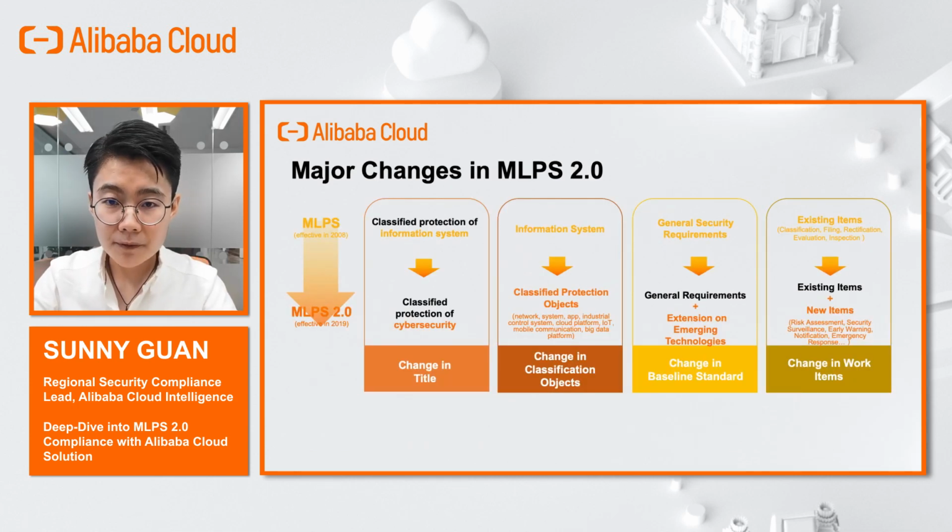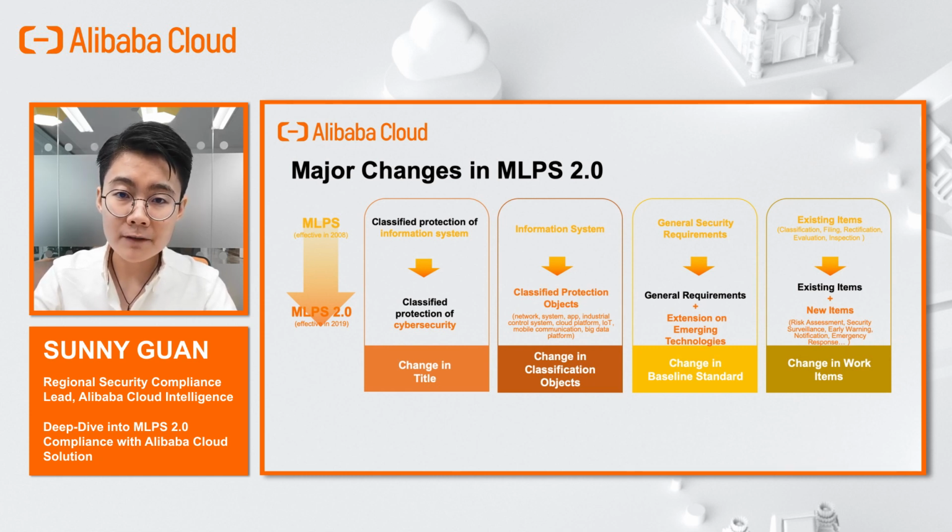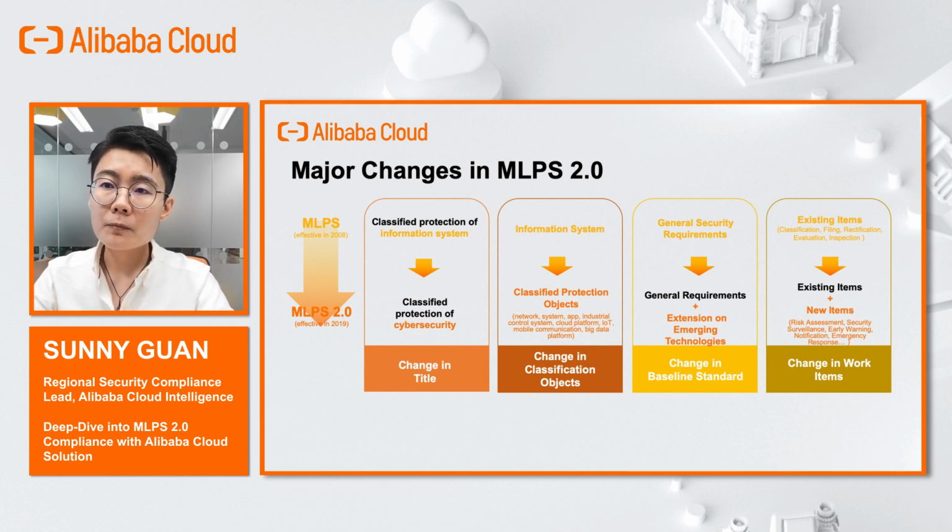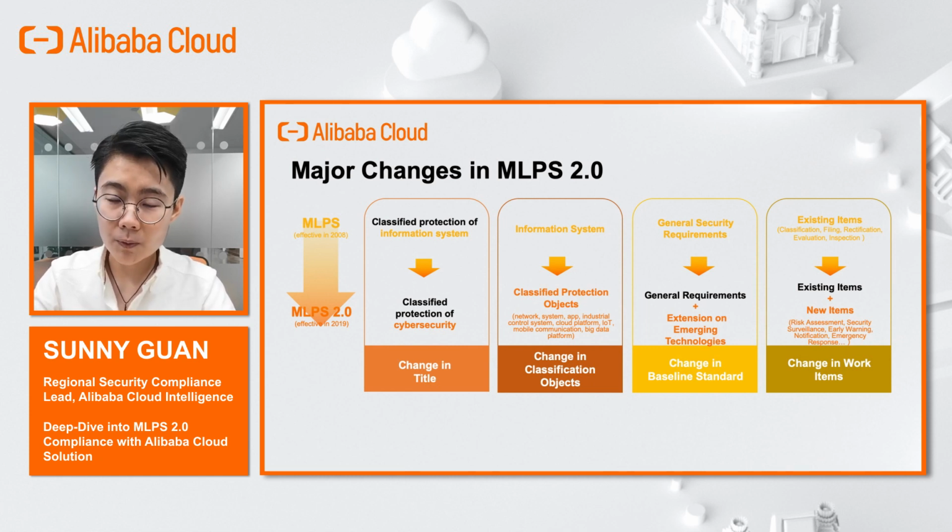The MLPS was first introduced in 2008 and then further updated to version 2, what we call MLPS 2.0, in 2019. Compared to version 1 issued 11 years ago, MLPS 2.0 has been significantly changed. We can see a clear message from the major changes shown on this slide: the governance scope has been extremely broadened. The information system in the title of the scheme has been replaced by cybersecurity.